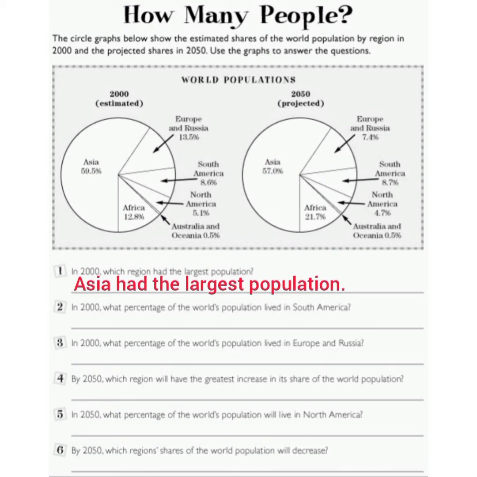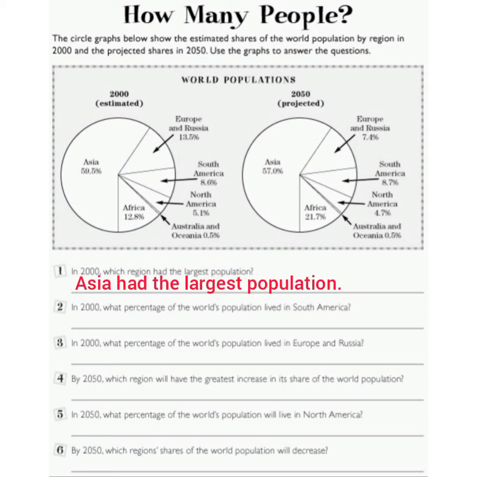Number two says in 2000, what percentage of the world's population lived in South America? So again, it's talking about 2000. So we're going to be looking at the circle graph on the left side. And now we want to know what the percentage of the population is in South America. So we can see there are several names of the regions of the world here. And I'm going to find South America. There it is. And the percentage South America shows is 8.6%.